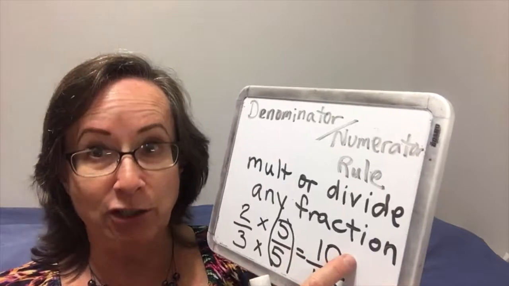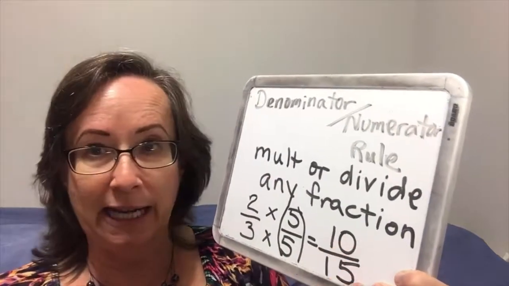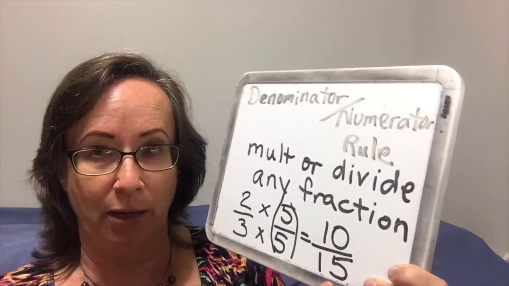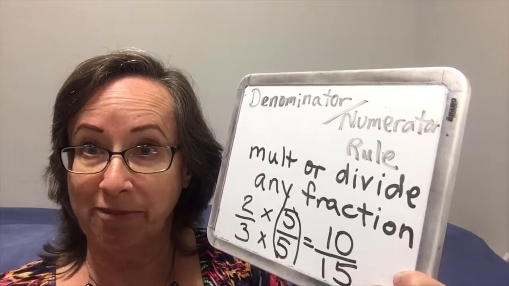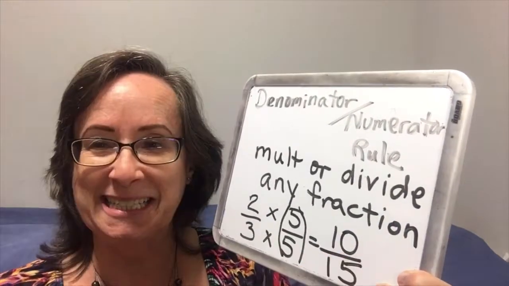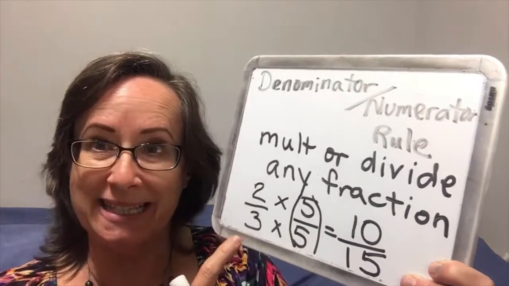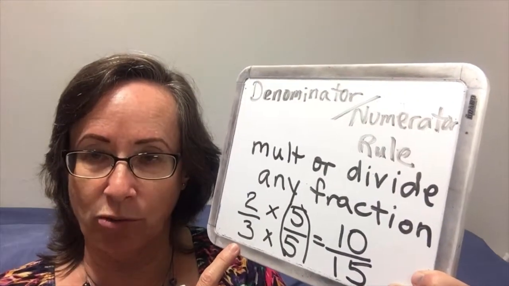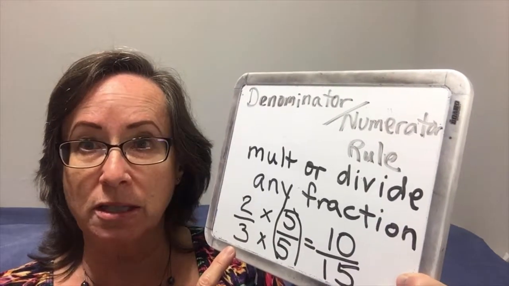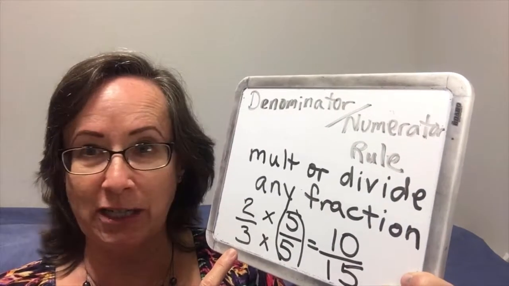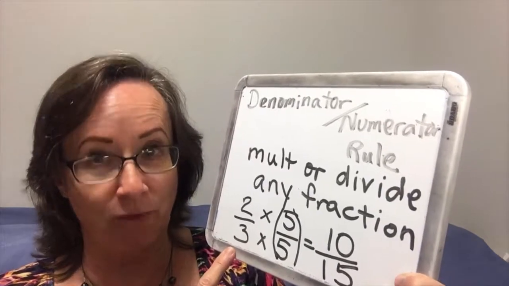But if I took a pizza and divided it into 15 equal parts and I ate 10 of them, boy, I'd be fat, right? But if I ate 10 of them, it would be the same thing as eating 2/3 of the pizza. So the value or the amount of your fraction is not changing at all. It's simply the form.